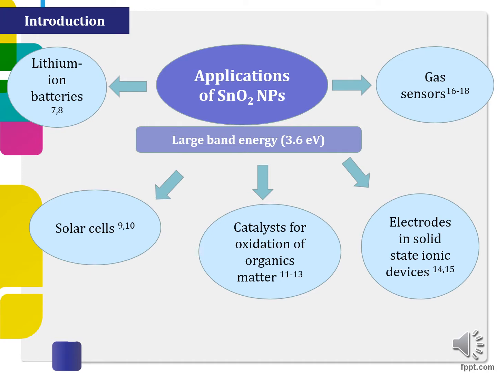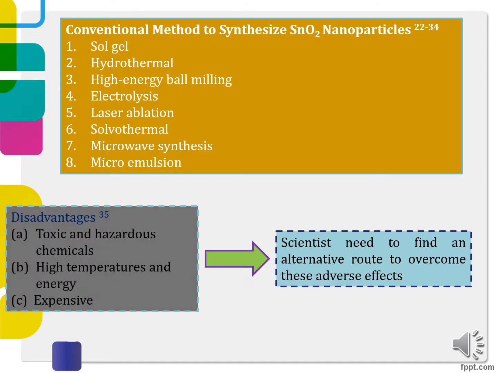For the introduction, the application of tin oxide nanoparticle that has a large band energy, which is 3.6 eV, can be found in lithium-ion batteries, solar cells, catalysts, electrodes, and gas sensors. The conventional methods to synthesize tin oxide nanoparticle are the sol-gel method, hydrothermal, high-energy ball milling, and so on. However, these methods have disadvantages such as toxic and hazardous chemicals, high temperatures and energy, and they are also expensive. So scientists need to find an alternative route to overcome these adverse effects.